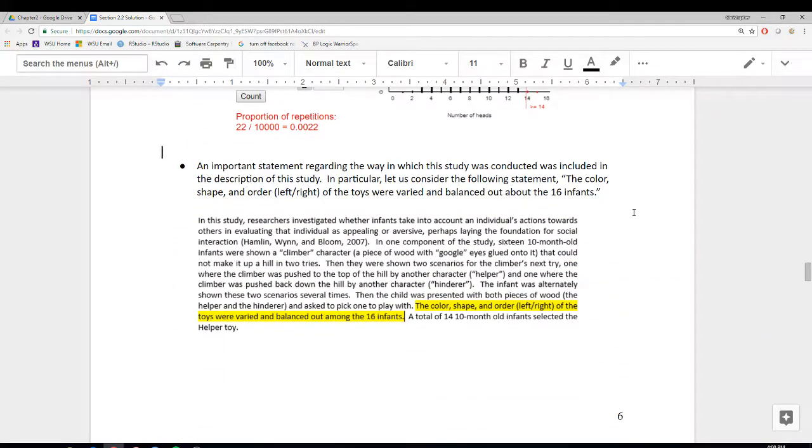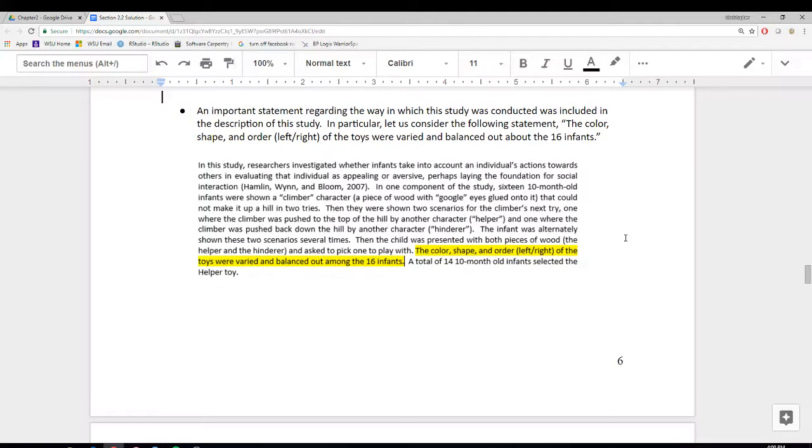Let us consider another important aspect of this study that we have not talked about up to this point. Near the end of the description of this study, there's a statement that's made. The color, shape, and order, left side or right side, of the toys were varied and balanced out among the 16 infants. Now, why would they do something like that? What is the implication of that statement?